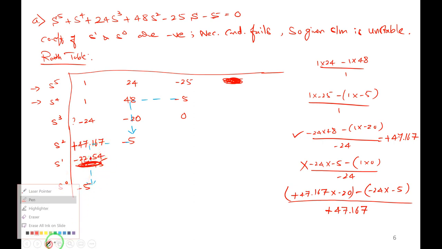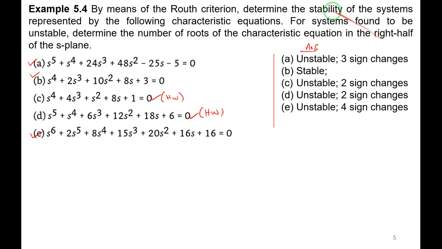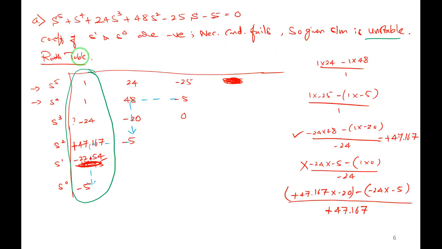So next, our duty is to just observe only the first column elements of the Routh array. Don't worry about other elements. Only first column. We already came to know the system is unstable. But what they are telling is, for the system found to be unstable, determine the number of roots of the characteristic equation in the right half of the S-plane. How many roots are lying in the right half of the S-plane? That information is conveyed by the first column elements of the Routh array.